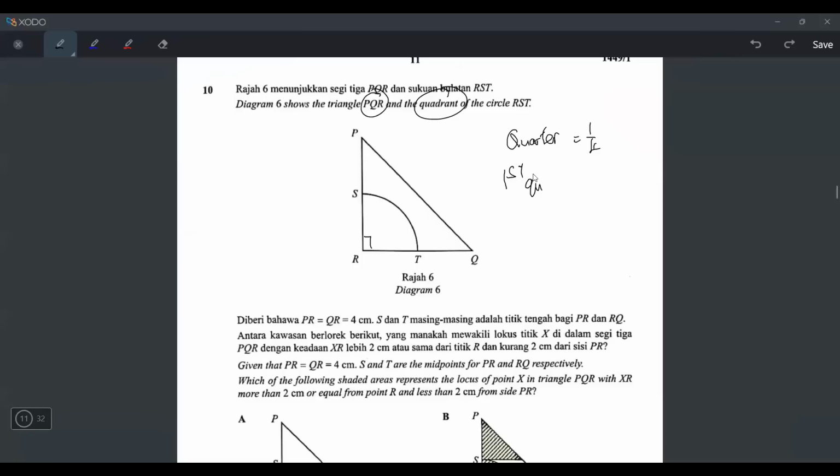So if I say a quadrant of a circle, it means what? 1/4 of the circle. But we all know a circle is 360. If I cut it into 1/4, 1/4, 1/4, it'll be 90, 90, 90, 90. That's why this is 90, right?